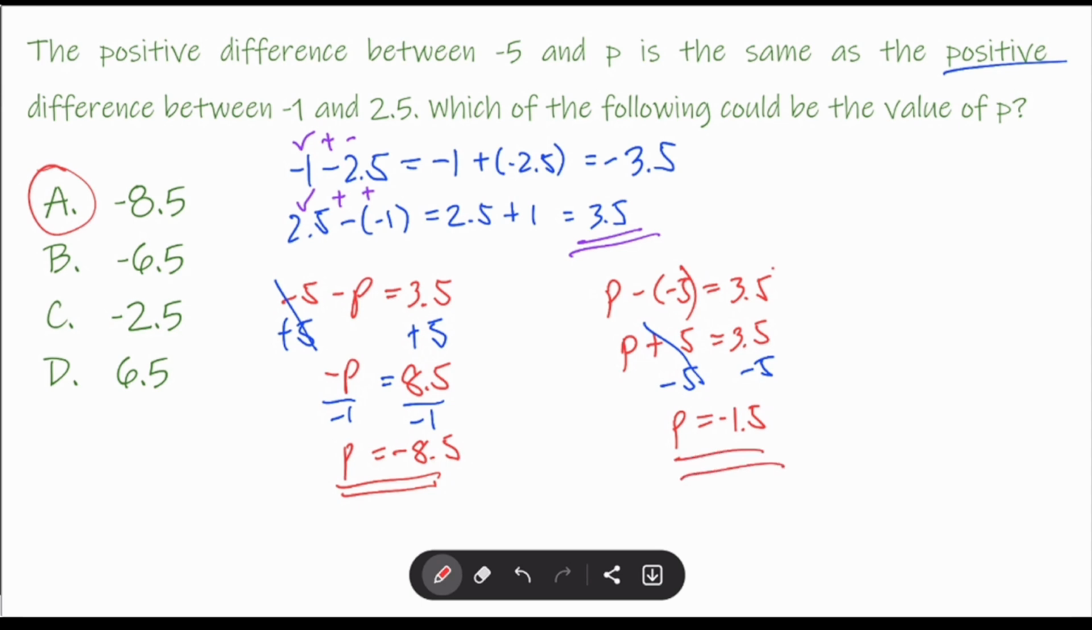So these are the two values of p that follow the condition on top. But there is no -1.5. There's only -8.5 in the choices. And so the answer is -8.5.